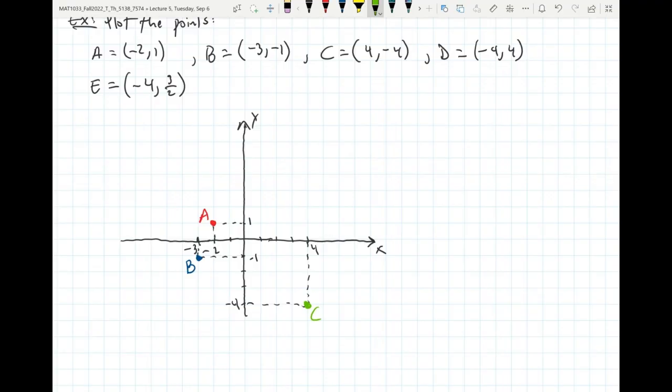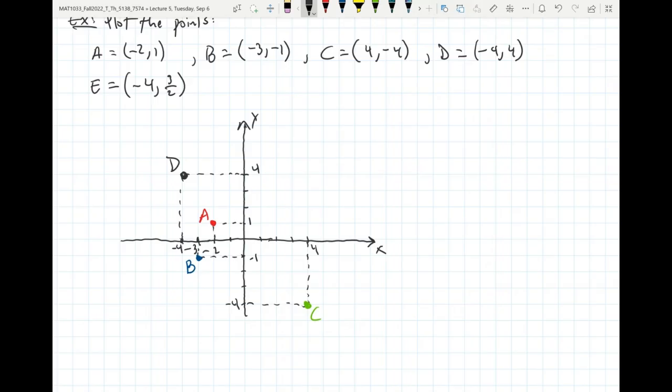How about D? What is it? Quadrant 2. And then we go 4 left. That's -4 and then 4 up. 2, 3, 4. Okay, that's D. And then finally E. Where is it? Quadrant 2 as well. And then that means we need to go 4 units left and then 3/2 up.